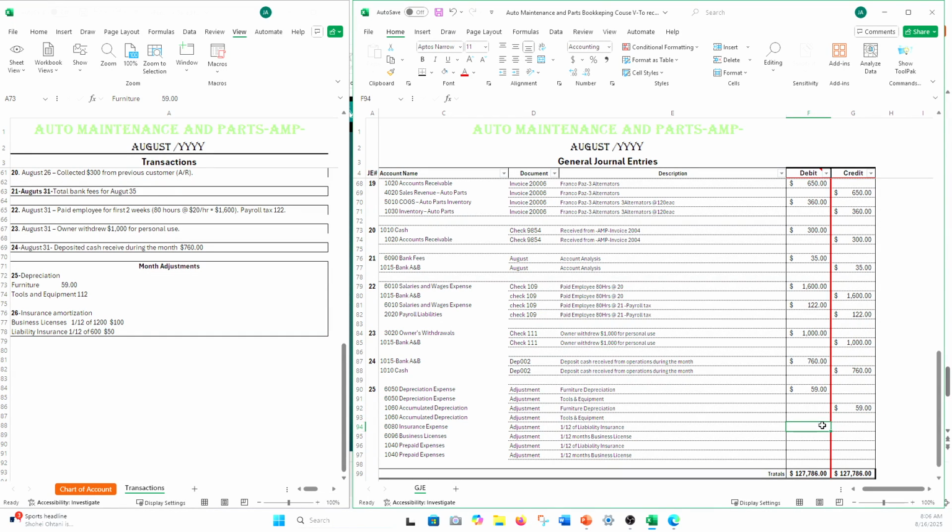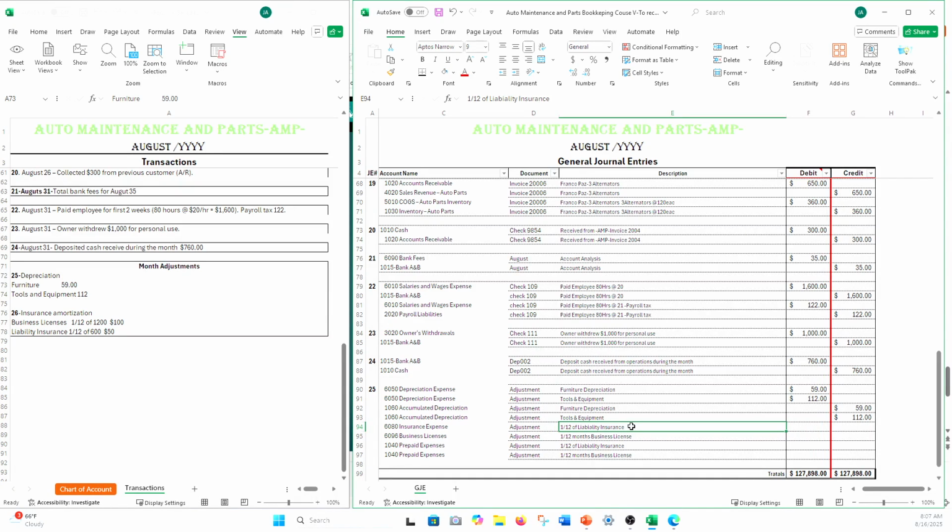Same way we are going to do with the tools and equipment. I calculated 112, so let's put 112 here as an expense, and also accumulated depreciation here, 112. This is part of the adjustments that most of the time we do at the end of the month. But also we know that we pay liability insurance and business license.